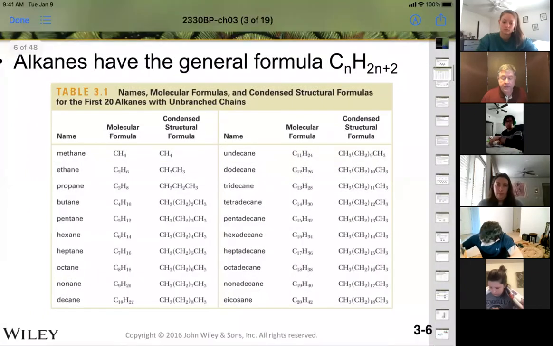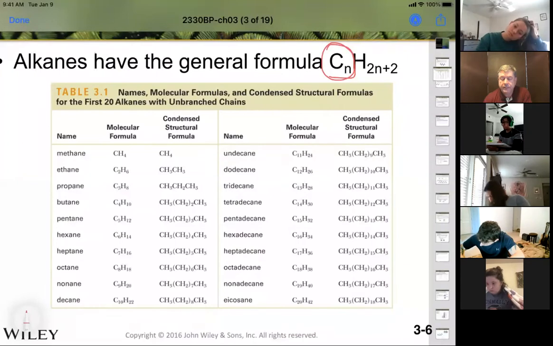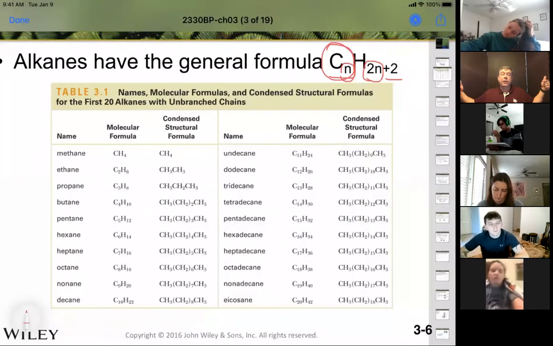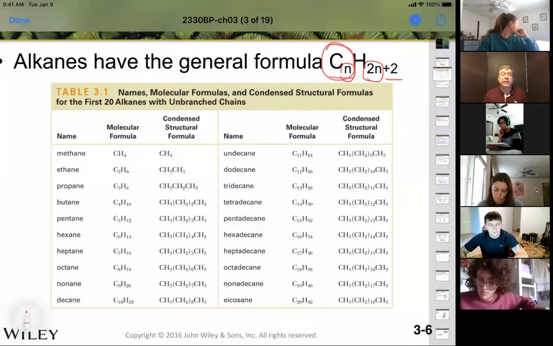Okay, so let's figure out how we're going to name these things. All alkanes, saturated hydrocarbons, have the general formula: whatever number of carbons you have, this N, you're going to have 2 times N plus 2 hydrogens. Imagine in the middle of the chain, you had a carbon with 2 hydrogens on it. And then when you get to the end of the chain, you have to add 2 more hydrogens to make it 4 bonds. Okay. Every alkane is named for the number of carbons in its chain.